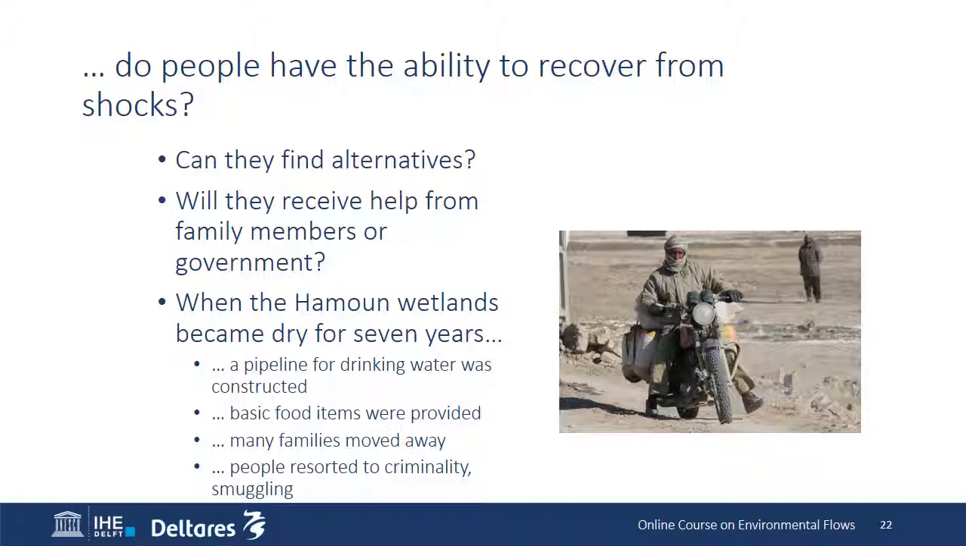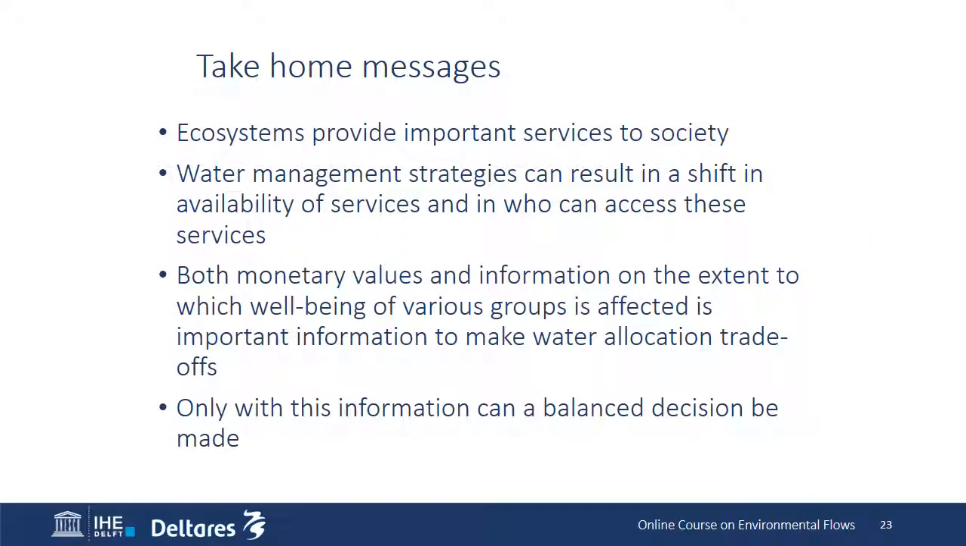So to summarize this unit, this was all about ecosystem services which are provided by ecosystems to society. And I think what's very important to remember is that water management strategies will generally result in a shift of the availability of ecosystem services. Some services will be available more abundantly, while for other services, the availability may decrease. And what is especially important is who has access to these services and how this access will also shift.